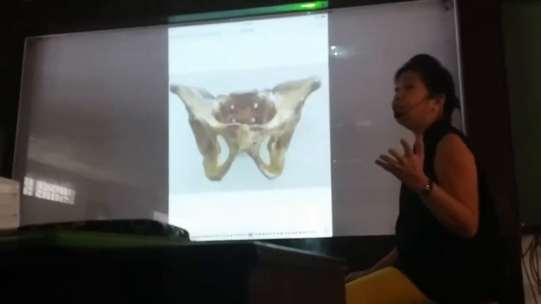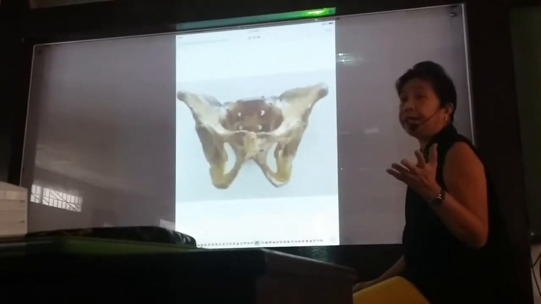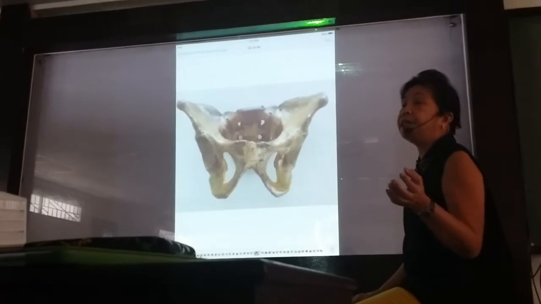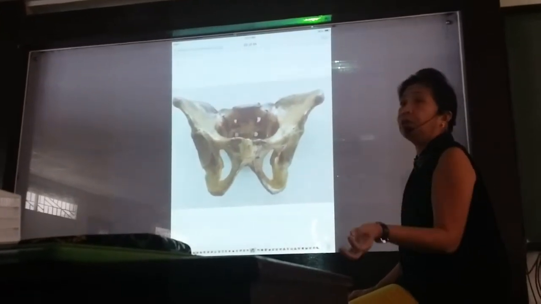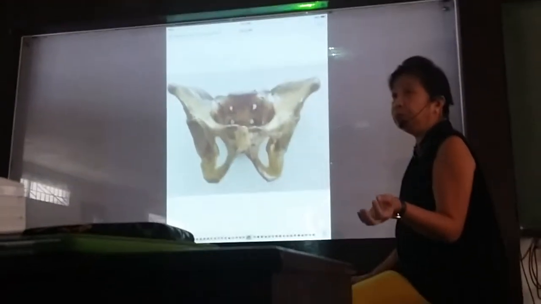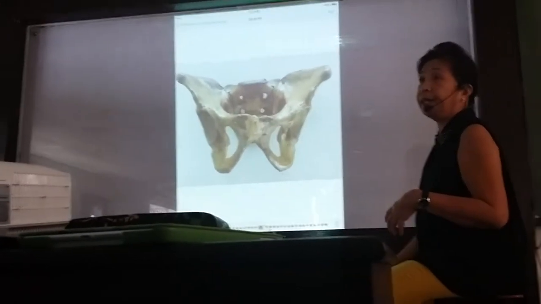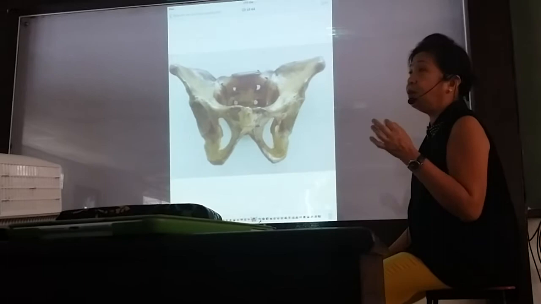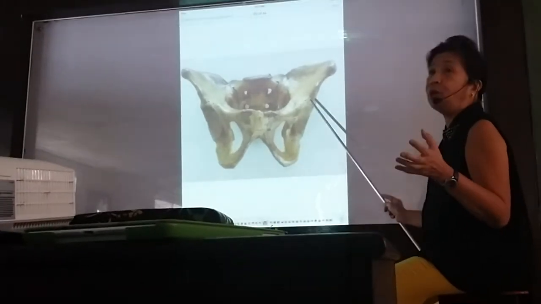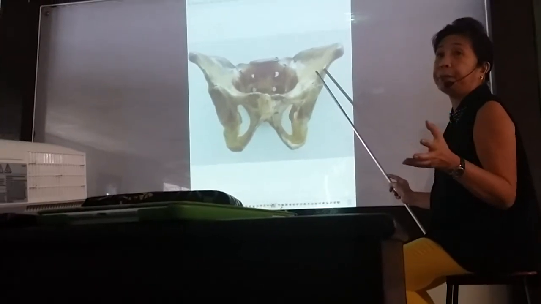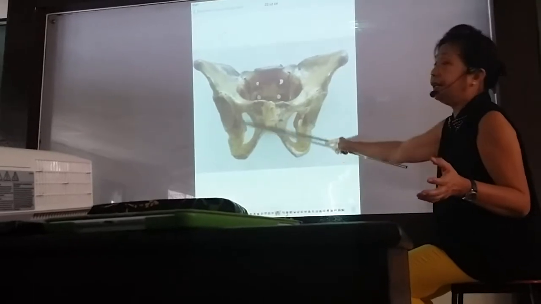Walang pangalan. Denominate, no name. Another name, os coccyx. Pag sinabi yung os, it could be a bone or an opening. Like internal os, it's an opening. But this one, os coxa, means hip. So you have two hip bones here.